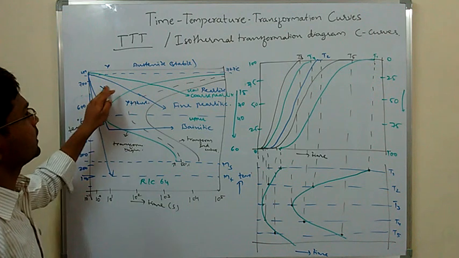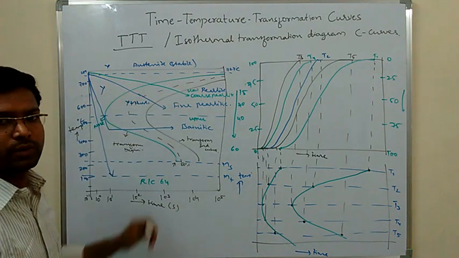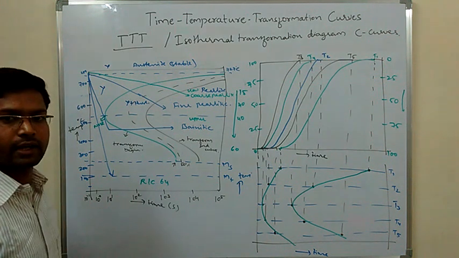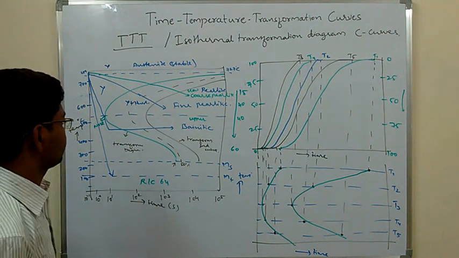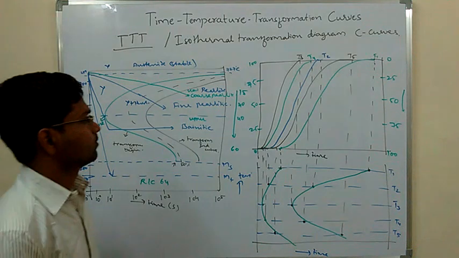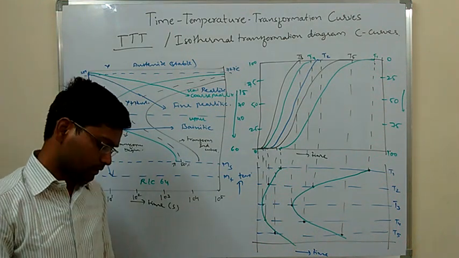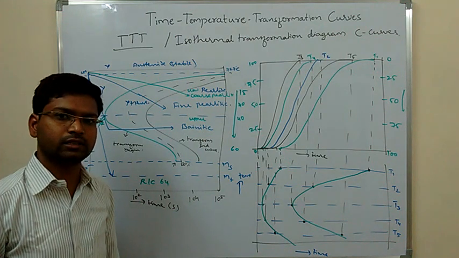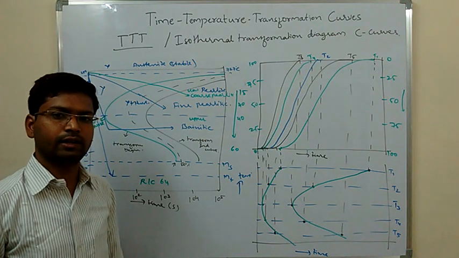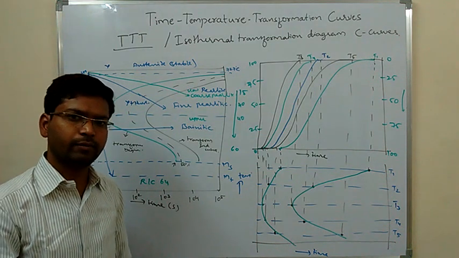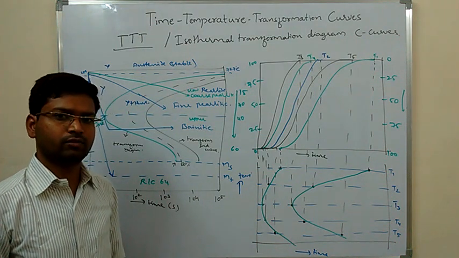Here at constant temperature, isothermal, the materials are examined for transformation. As the transformation temperature decreases, the decomposition also decreases. The rate of decomposition decreases. After a certain limit, there is no decomposition of pearlite.